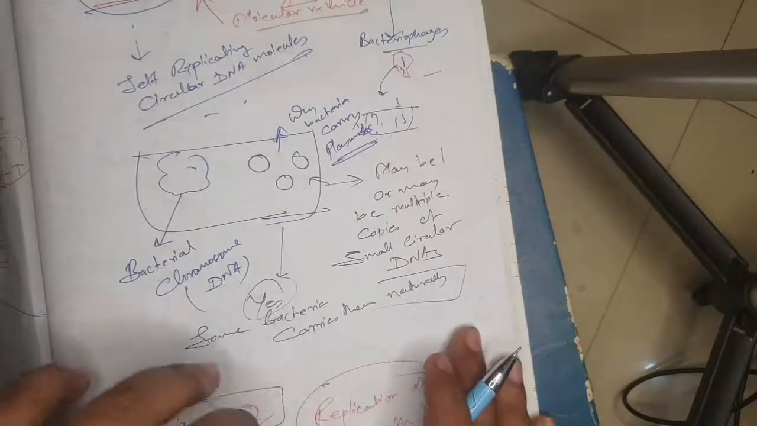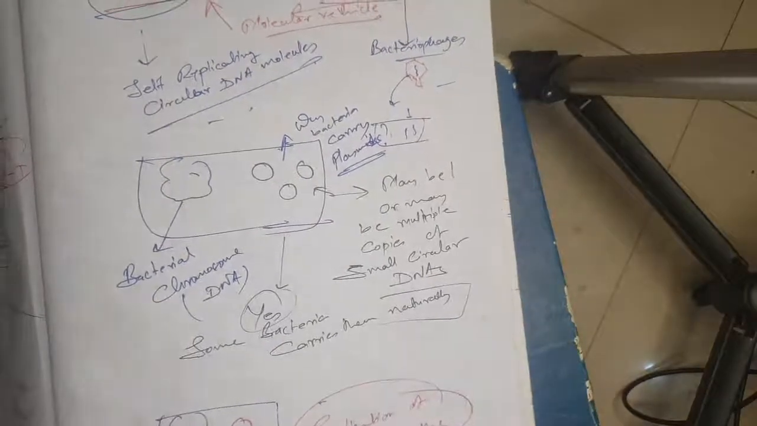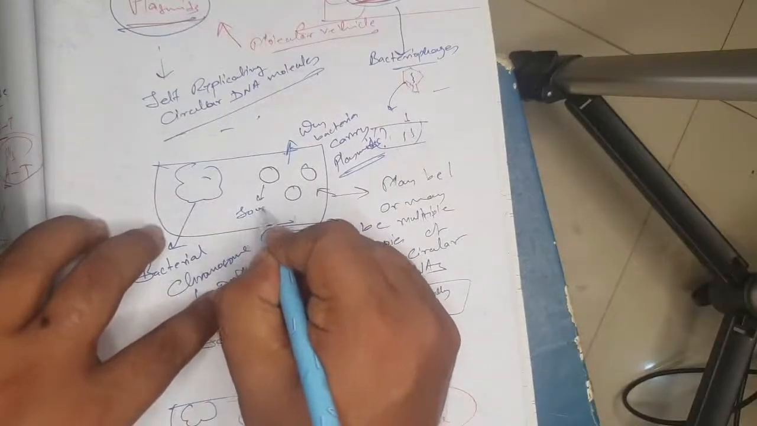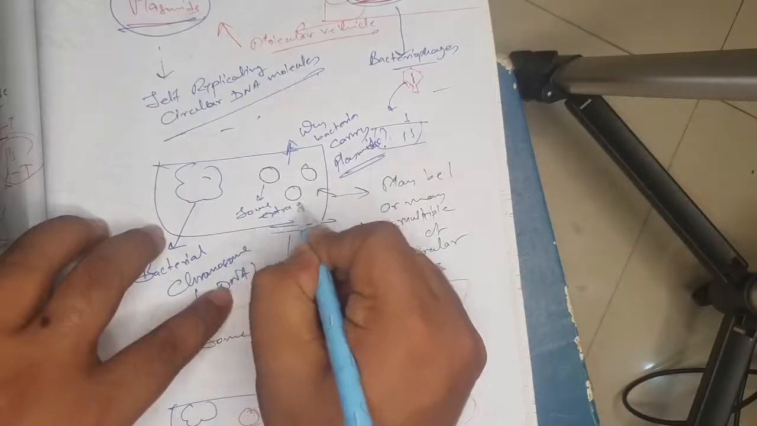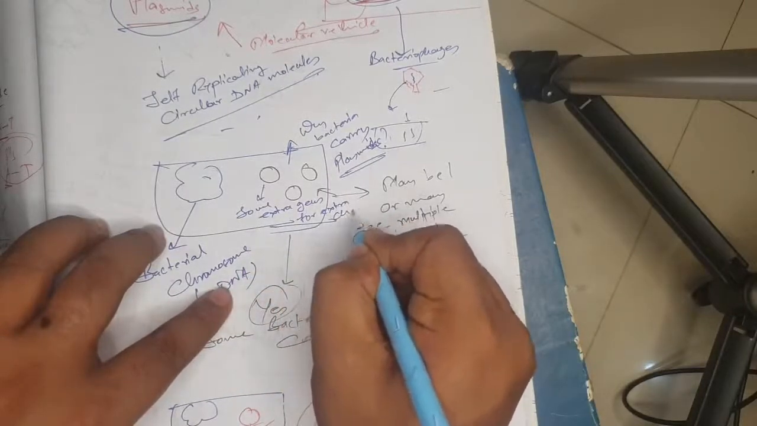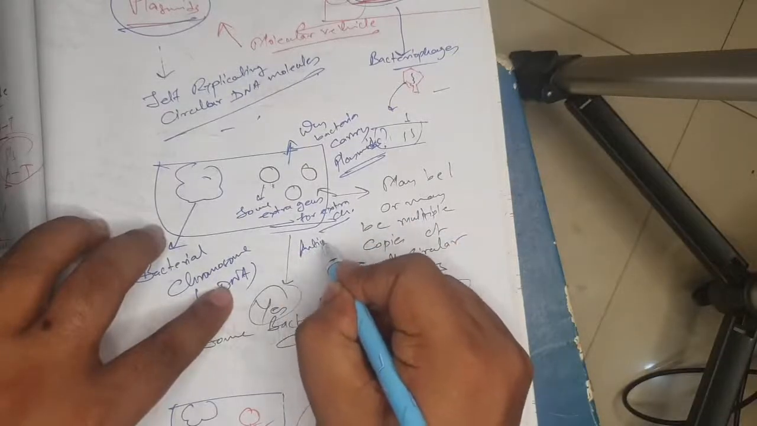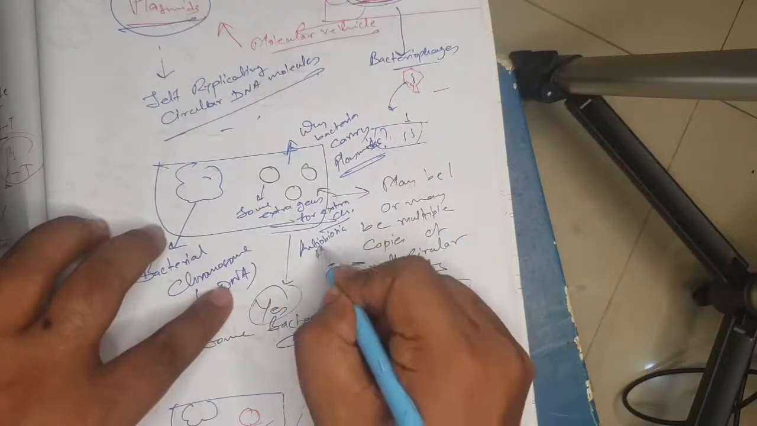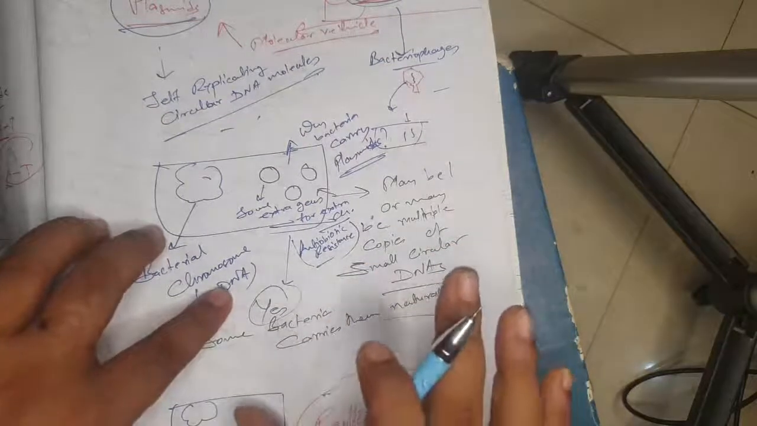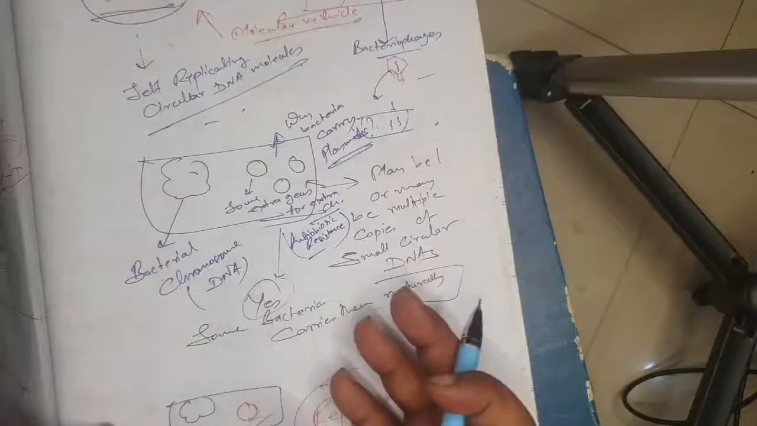it will also carry some extra genes for extra characters, like one of them is antibiotic resistance. You know what antibiotic resistance is?